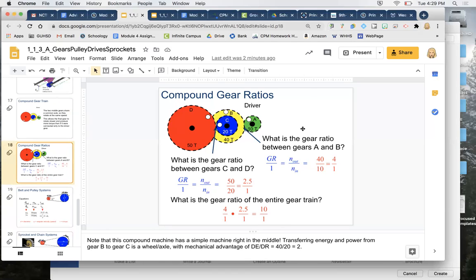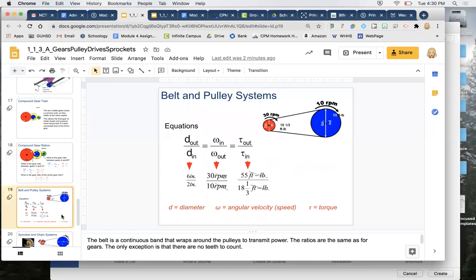This gear train actually does provide a lot more torque. Okay, let's go ahead and look at the belt and pulley system. It functions the same, except obviously we don't have teeth in this. When you have a belt and pulley system, you definitely don't want teeth. The belt runs over two spinning wheels is what you kind of have going on there.